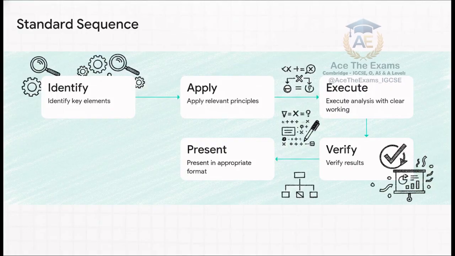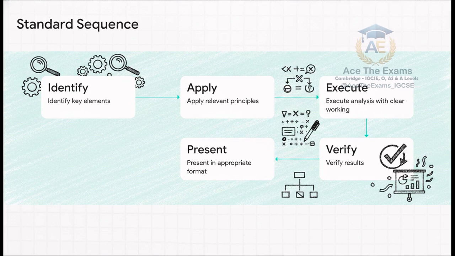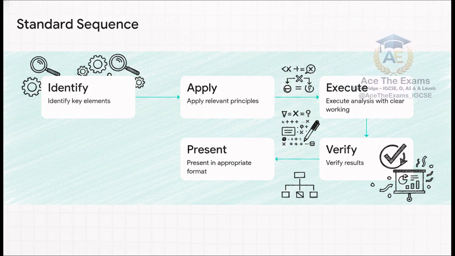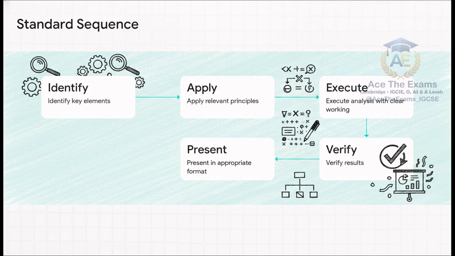All right, let's get into our interactive workshop. How do we reliably demonstrate application and analysis? We use a standardized sequence to secure method marks. These are points awarded simply for showing the correct procedural framework, even if your final conclusion is slightly off.